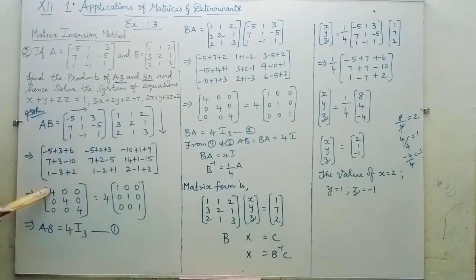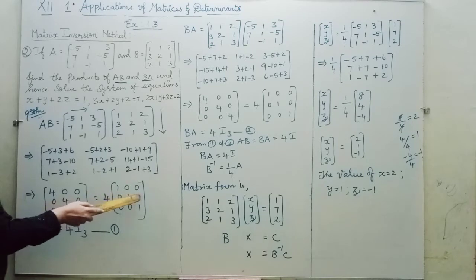Here you can see 4 is the common element. You can take it out. Remaining is 1 0 0, 0 1 0, 0 0 1. What type of matrix is this? Identity matrix, here I3.